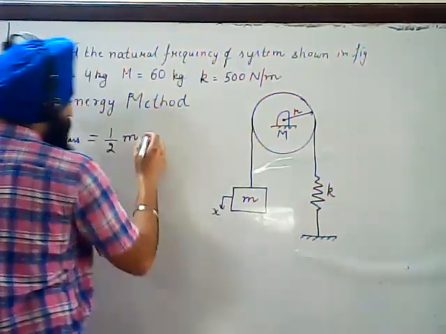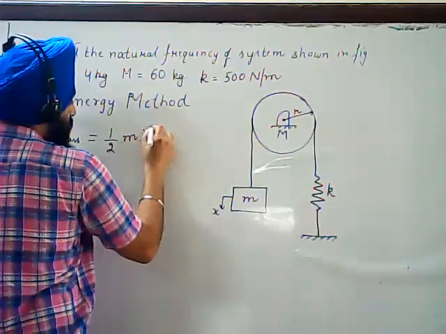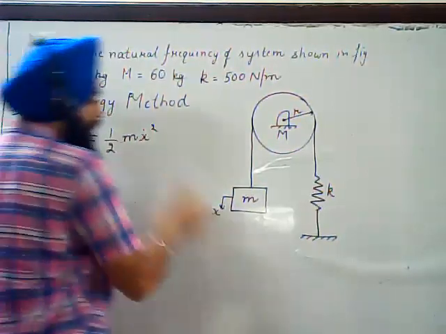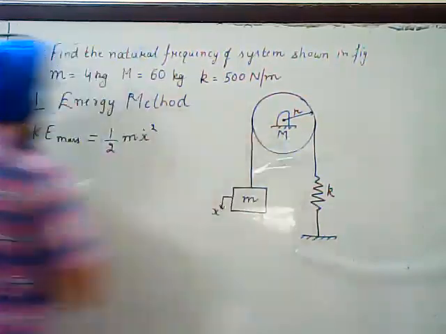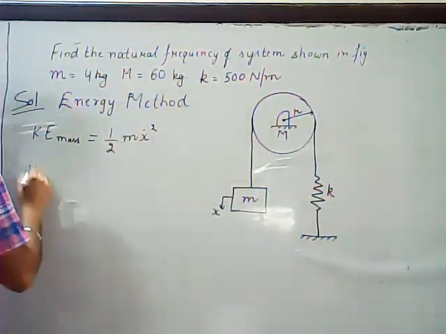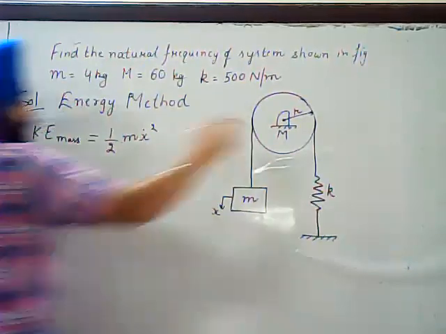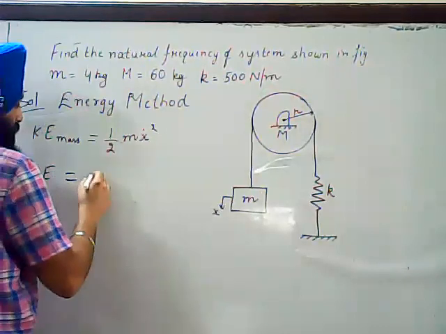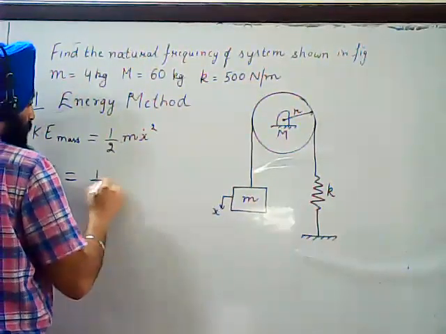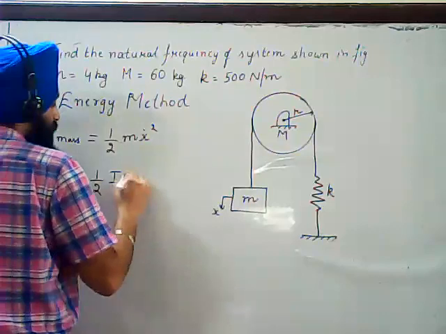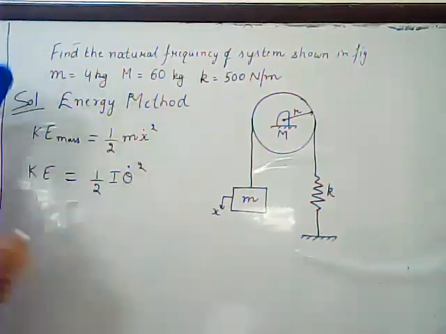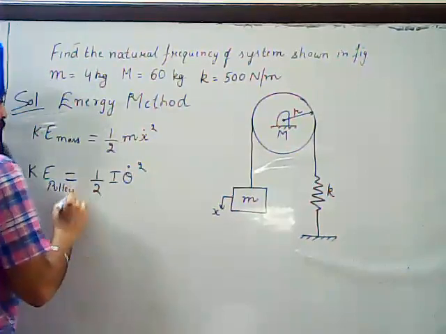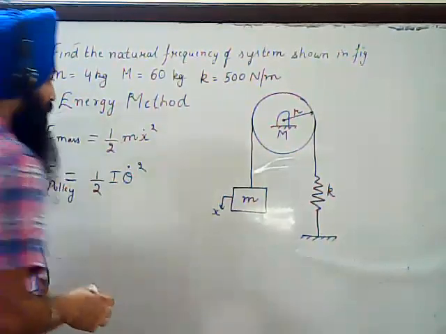If x is the displacement, x dash will be the velocity. So the kinetic energy of the mass will be half m v square. Similarly, the kinetic energy of the pulley: as the pulley is rotating, these are torsional vibrations, so it will be 1/2 into I into theta dash square.